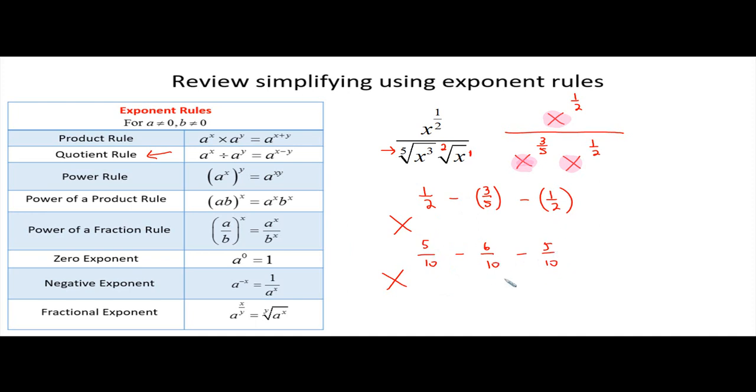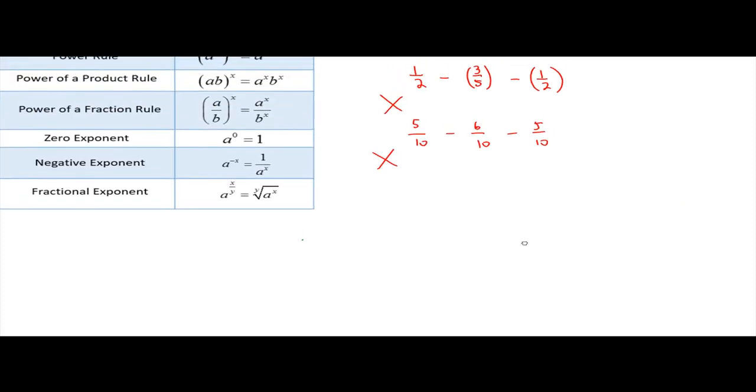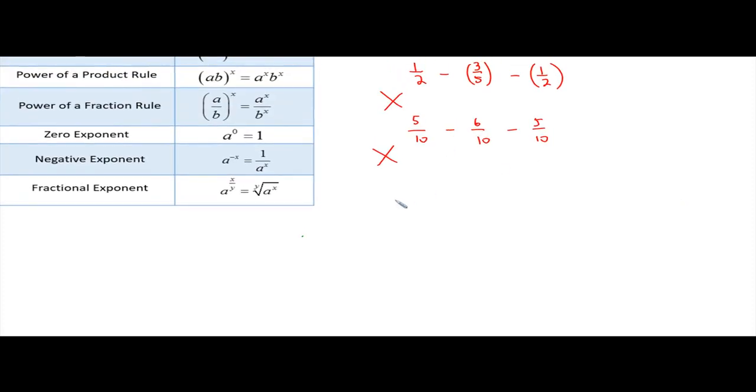So then if we simplify this all the way down, we're going to end up with x, right? We're going to end up with x. So the 5 over 10 minus 5 over 10, these cancel each other. So we're left with just negative 6 over 10.